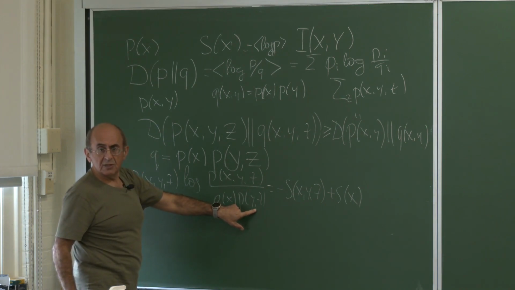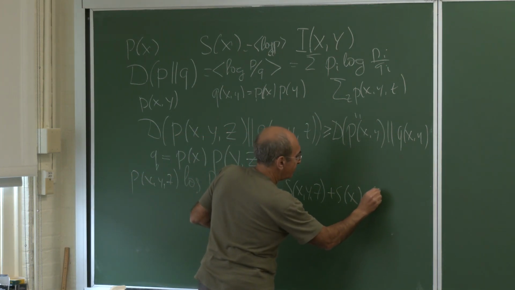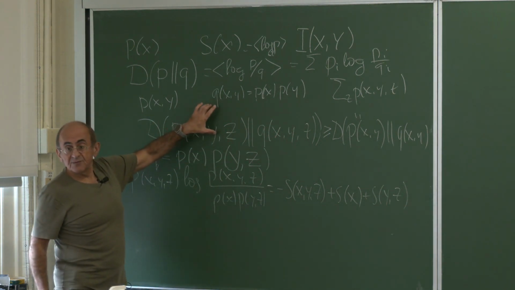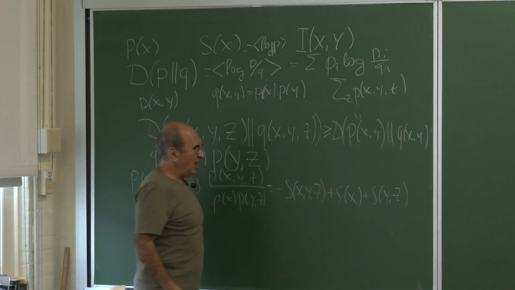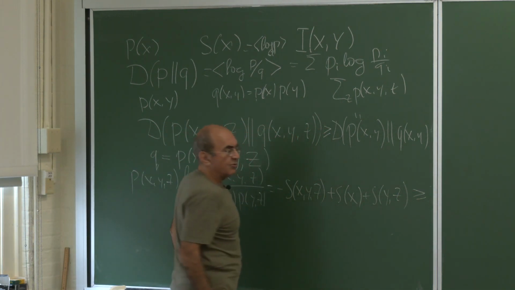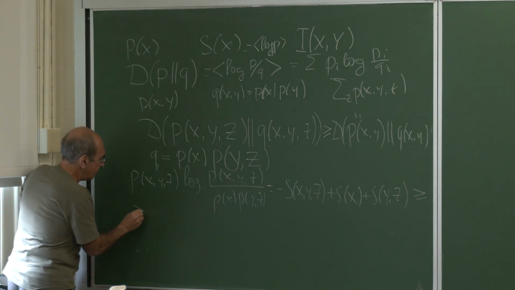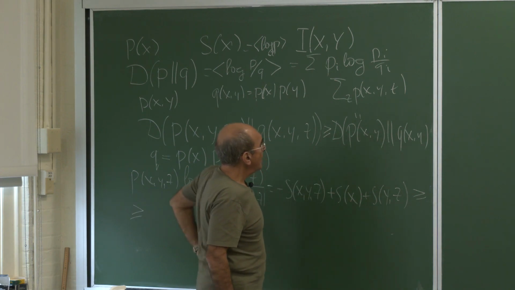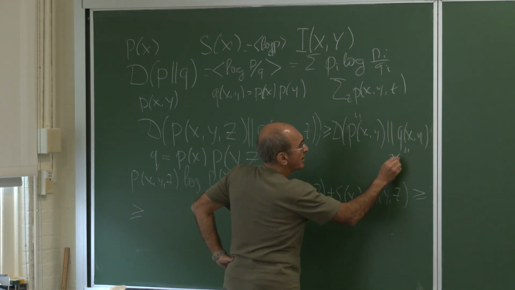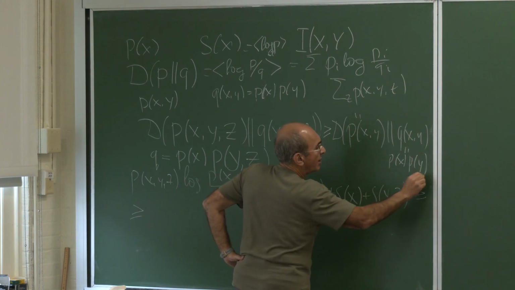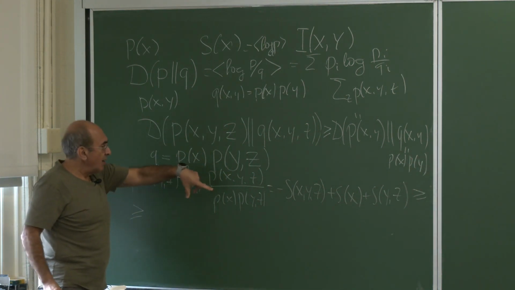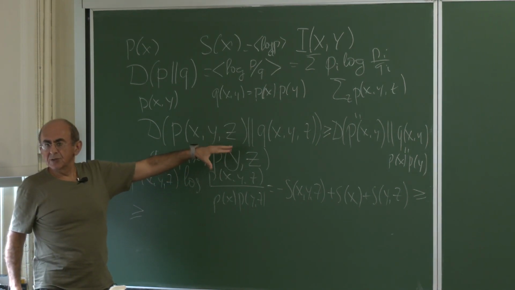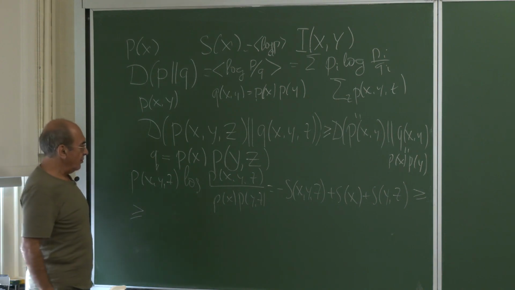And when I do that, it will ask me plus S of YZ, right? So this is my left side of it, and what I claim now is that it's larger or equal. Let's now look at the right-hand side of it. This is now apparently P of X, P of Y, right? Because when I average over Z, this is just a product. There is a product of two one-object distributions.